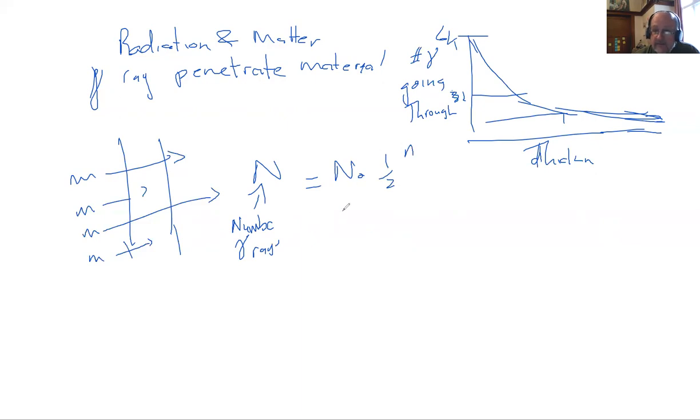So where n is equal to the thickness of the material that you're trying to penetrate over what we call the half distance. And the half distance is the thickness of the material that will stop half the gamma rays.